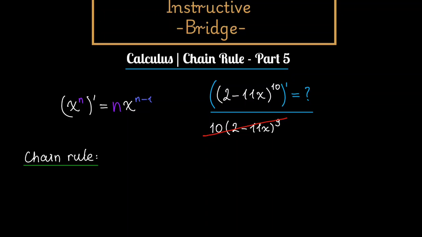rule. If we take a look at our example, we can see that this function is actually made up of two components. We have a linear function 2 minus 11x inside the parentheses, and then this entire thing is raised to the power of 10. This is what we call a composite function, or in simpler words, a function inside of a function. If you aren't familiar with this, check out my other series about functions.